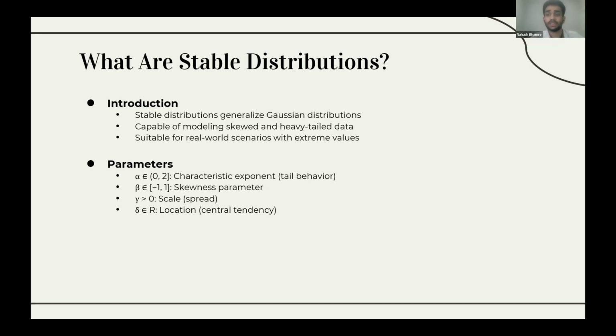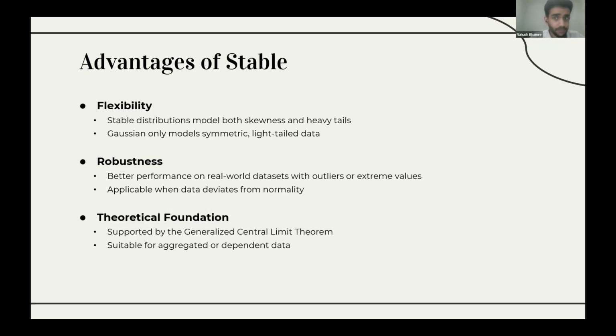So this four parameter structure gives stable distribution a higher degree of flexibility, allowing them to represent a wide variety of shapes and behavior beyond what Gaussian models can capture. So stable distributions offer several key advantages as we discussed. The first is flexibility. While the Gaussian distribution is restricted to symmetric and light-tailed, stable distributions can expand the modeling space by allowing for both asymmetry and heavier tails. This enables a more accurate representation of the data that deviates from the idealized normal case.